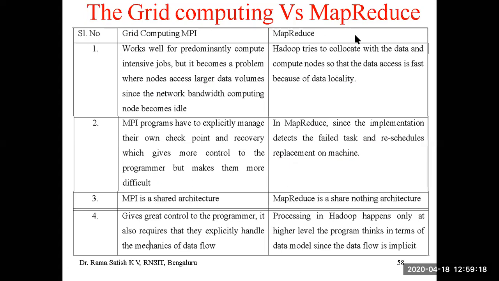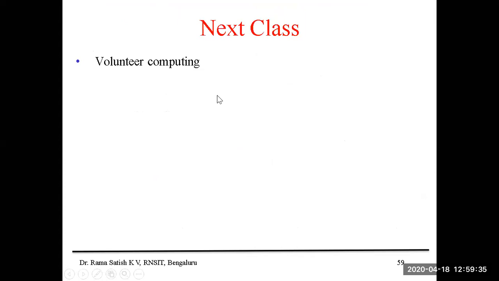So that's all for today's class. We discussed how exactly grid computing is compared with MapReduce. These are all very important points that are normally asked in the examination. Certainly in the next class we'll be discussing voluntary computing, how exactly voluntary computing contributes to data analysis and how it is different from MapReduce. That is another concept.